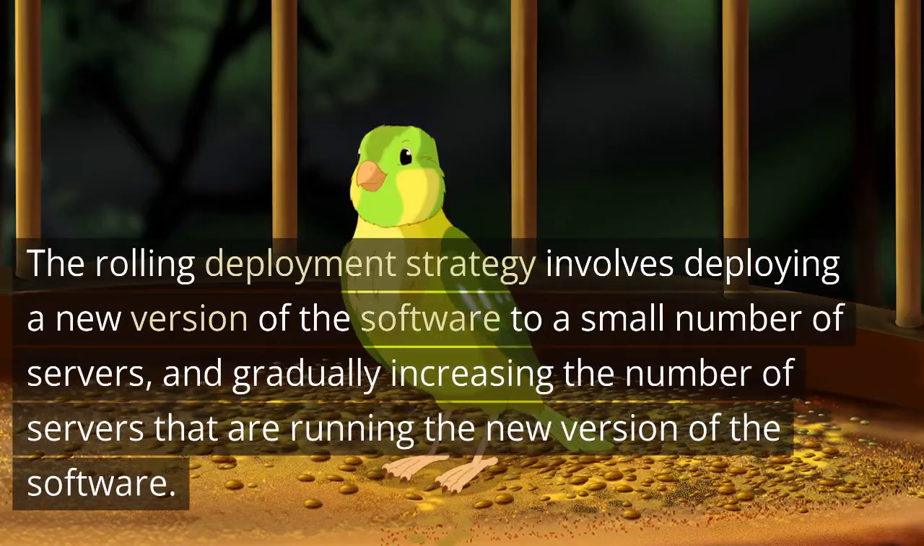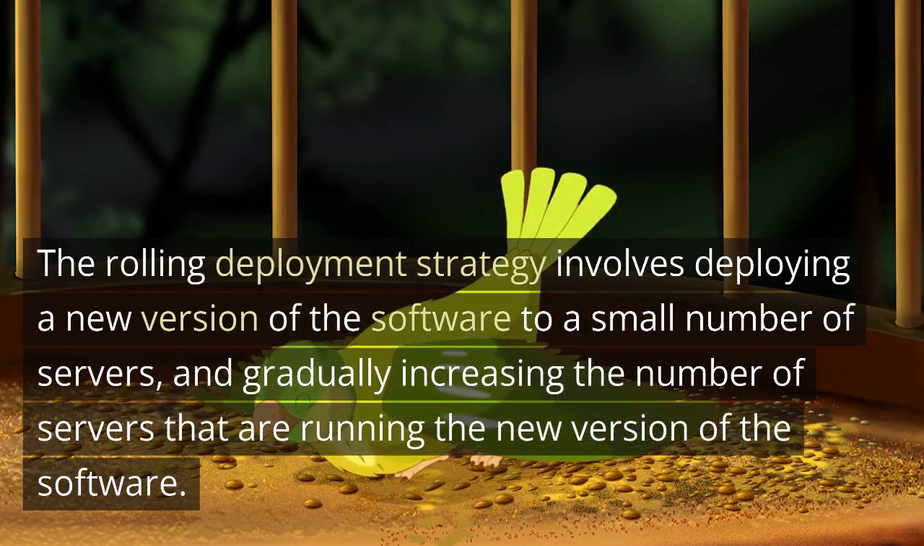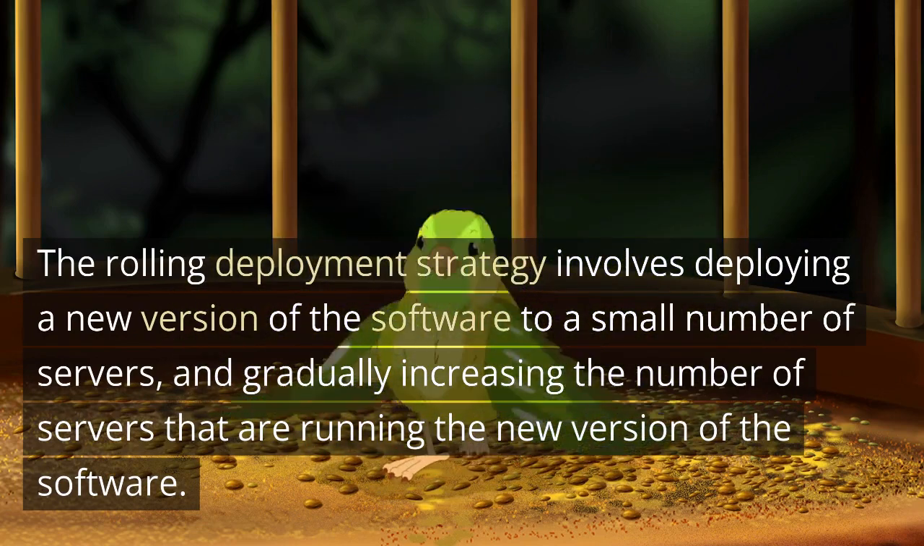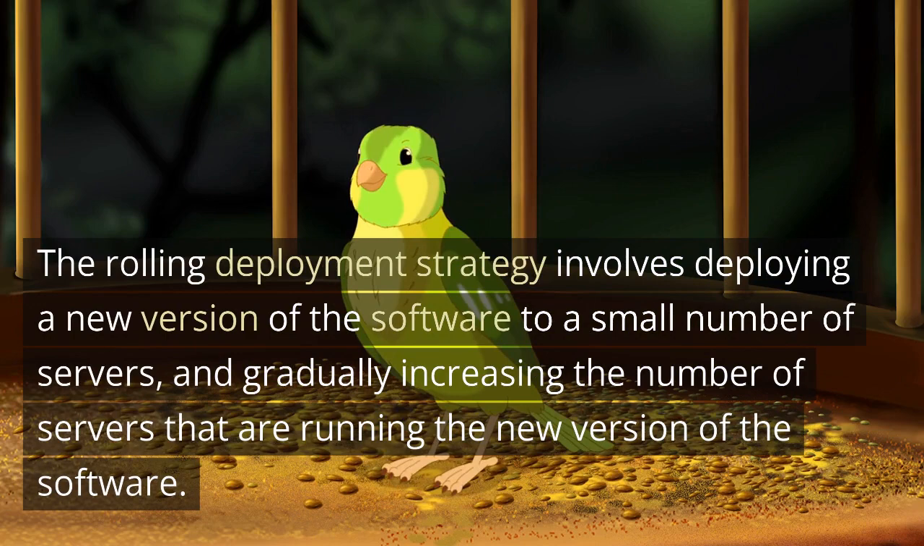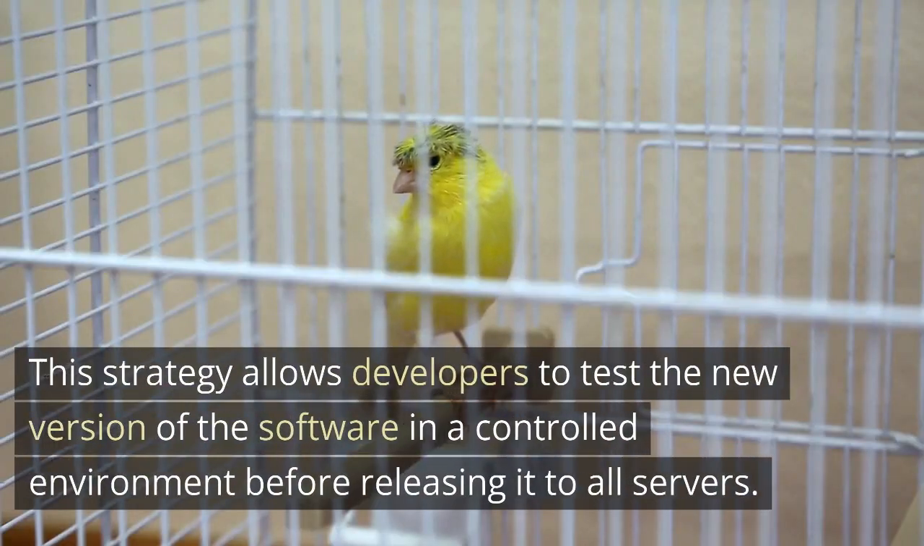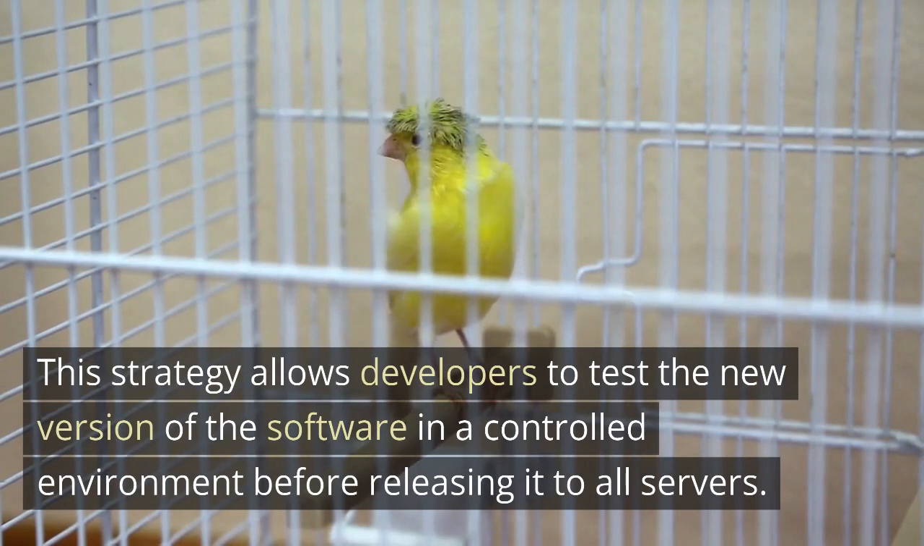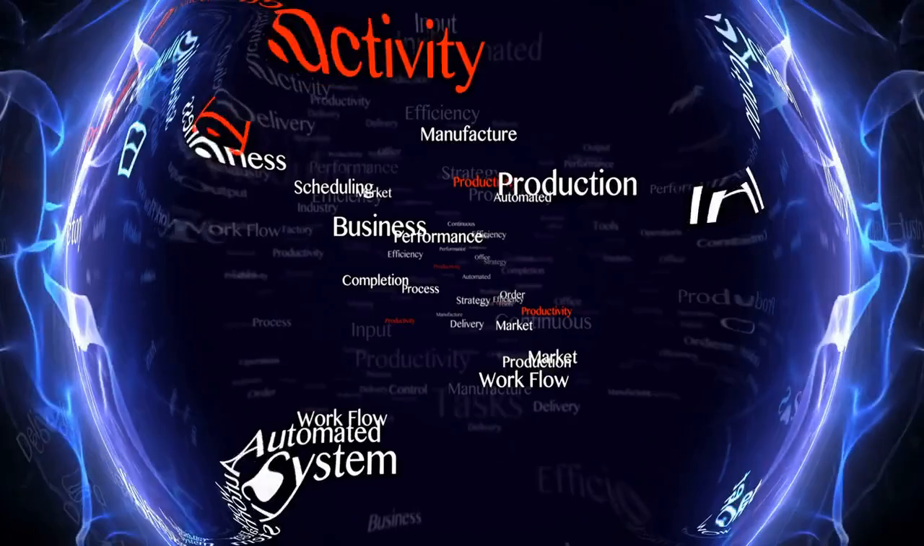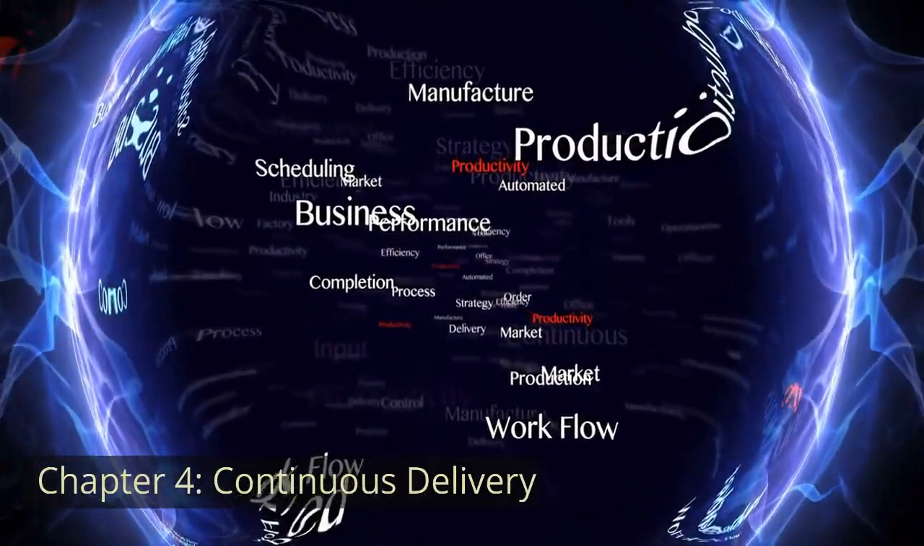3.3 Rolling Deployment. The rolling deployment strategy involves deploying a new version of the software to a small number of servers, and gradually increasing the number of servers that are running the new version of the software. This strategy allows developers to test the new version of the software in a controlled environment before releasing it to all servers. Chapter 4: Continuous Delivery.